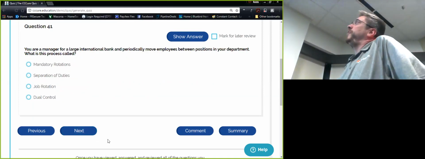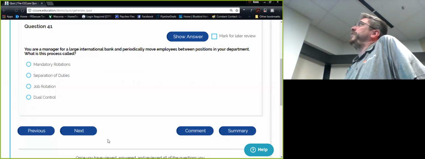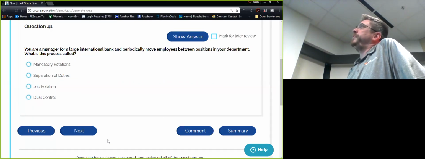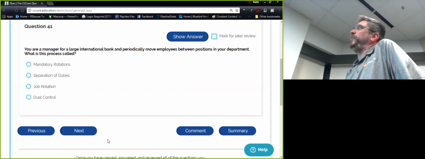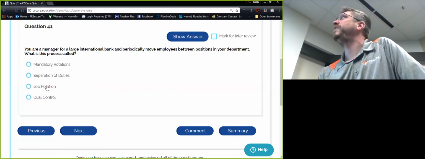All right, you're a manager for a large international bank and periodically move employees between positions in your department. What is this process called? Mandatory rotations? No. Separation of duties? No. Job rotation? That sounds more like it. Or dual control? That would be where you have two people doing it. It's job rotation.